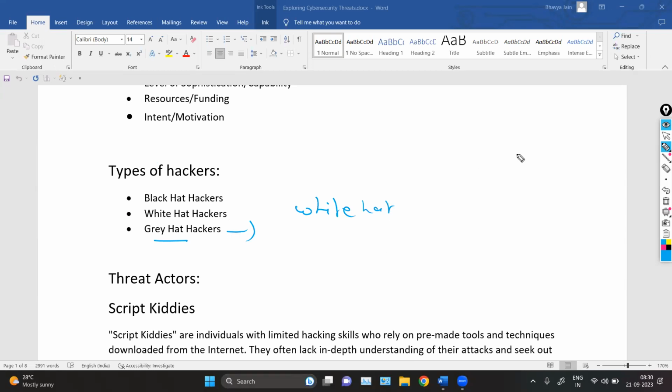After his or her shift, the employee applies black hat hacking or other illegal activities at home. So gray hat hackers are those who perform both black hat hacking and white hat hacking. Let's say white hat hacking in the morning and black hat or illegal hacking in the evening. So we can say it can be both, gray hat hacking. These are some common phrases.